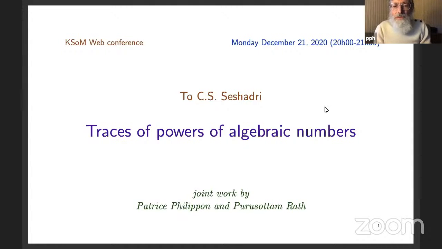I want to speak for this coming hour of a little thing we did with Purushottam Rath on the traces of powers of algebraic numbers. So to motivate our study, I would just want to indicate one context in which these powers of algebraic numbers and their traces occur.